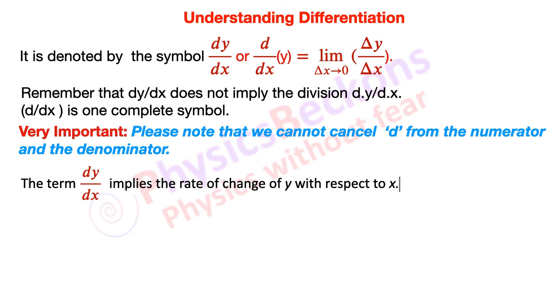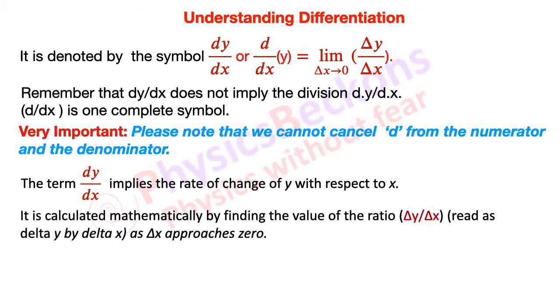The term dy by dx implies the rate of change of y with respect to x, or derivative of y with respect to x, or differential of y with respect to x. These are the same. Physical significance is rate of change of y with respect to x. This is a golden statement and must always be remembered.